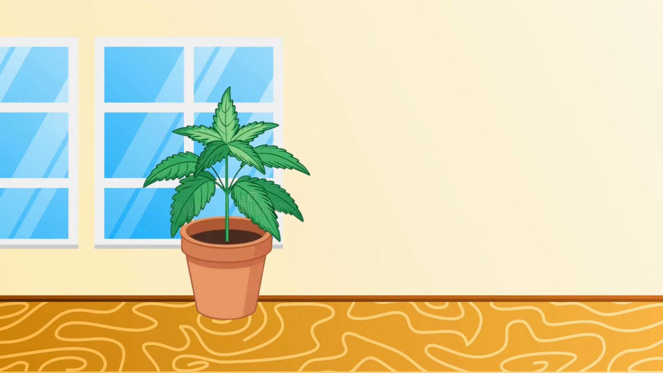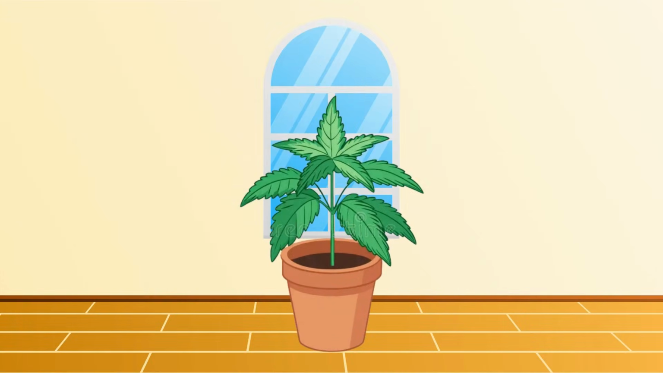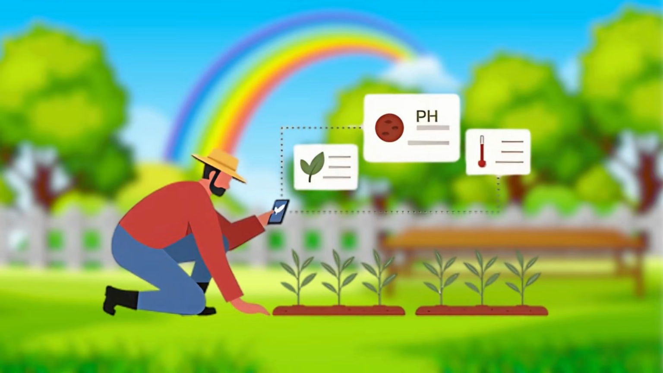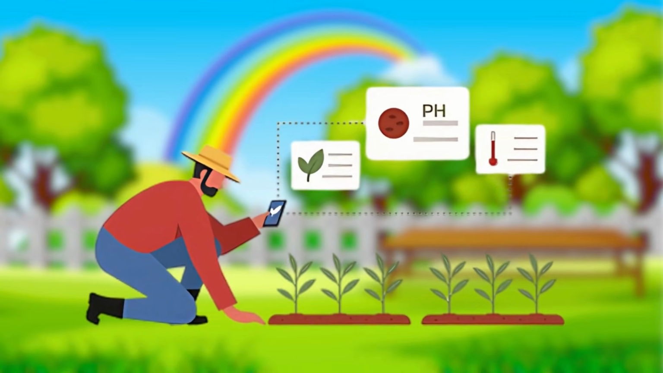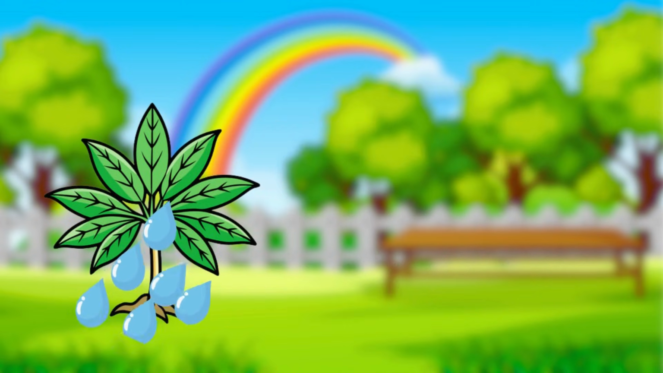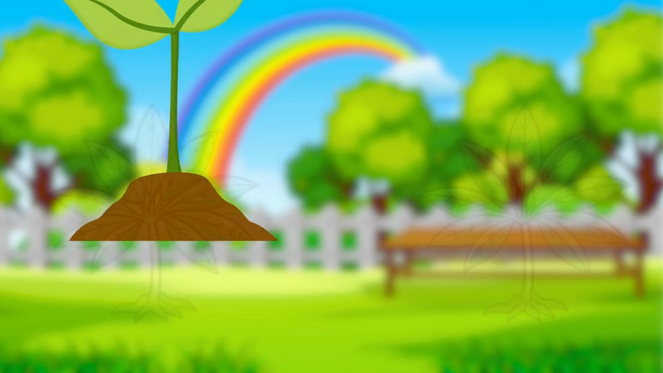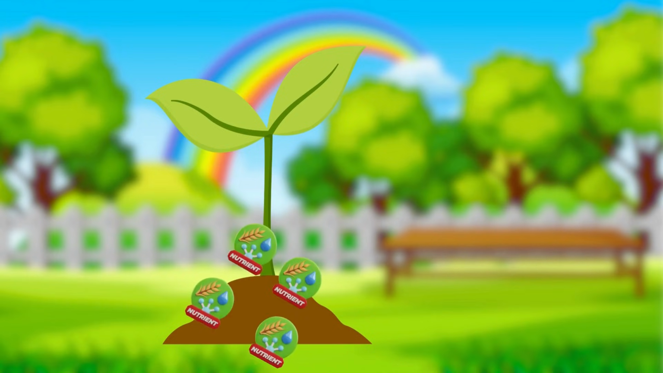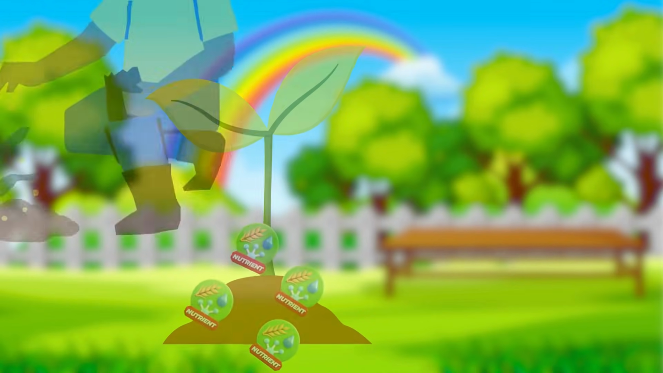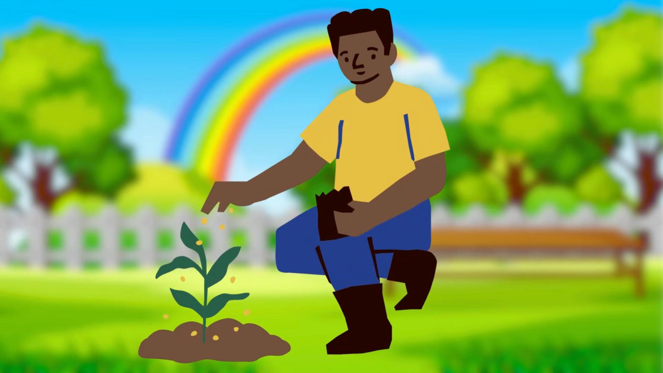Placing a plant by a window and thinking it gets enough light. Indoor windows rarely provide the right intensity. Watering on a strict schedule rather than checking the soil first. Some days, a plant may need more, some less. Using the wrong type of nutrients at the wrong stage. Feeding a seedling full-strength fertilizer, for example, can overwhelm it.